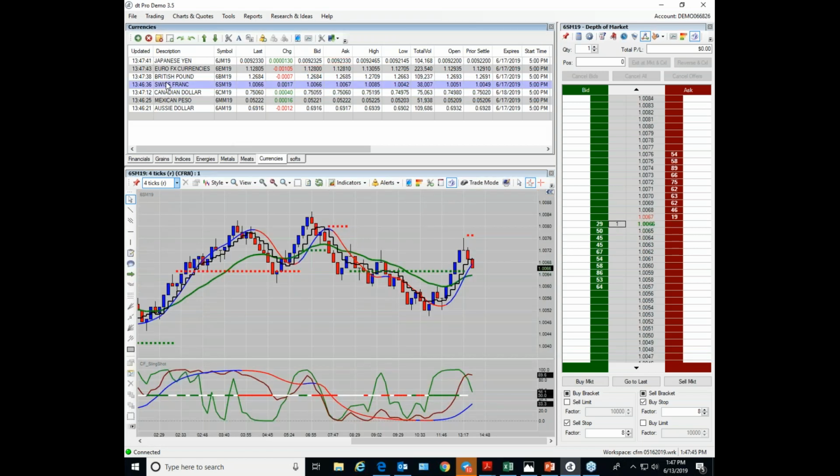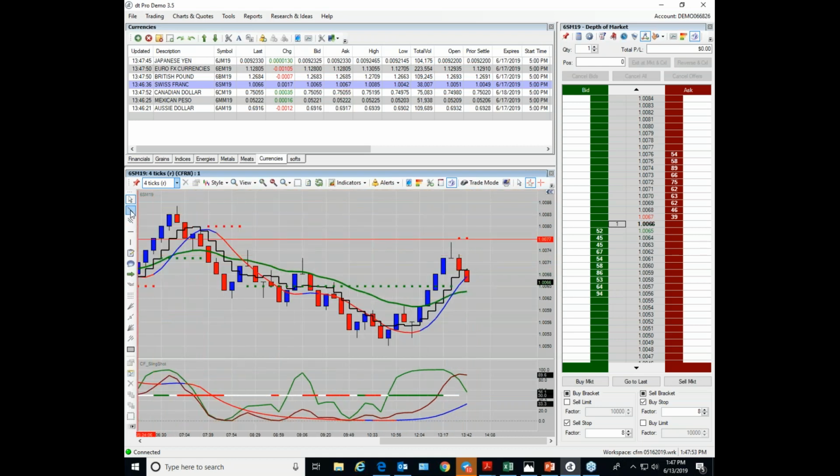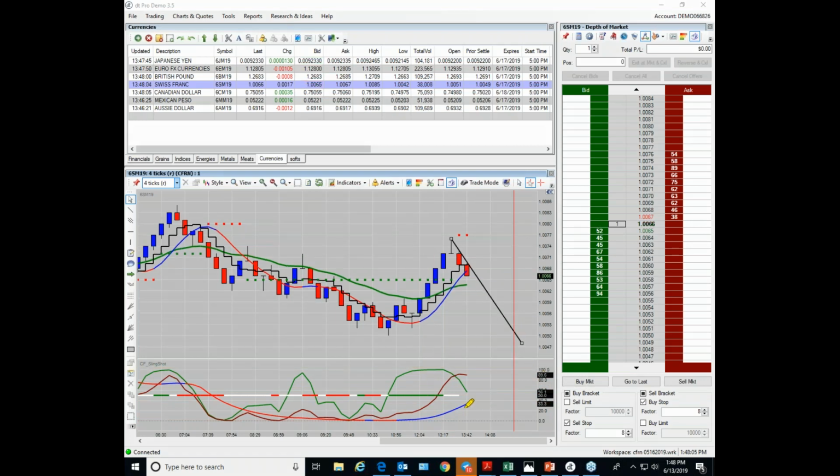Swiss franc. Okay, here's our bullish cross. Here's our pullback to the BBC. Activate the trend line. If I'm trading the Swiss franc, my trend line would look like this. Okay, our eyes gravitate toward the slingshot. Do we have divergence? We have a nice blue slope. So that's good for the home team.